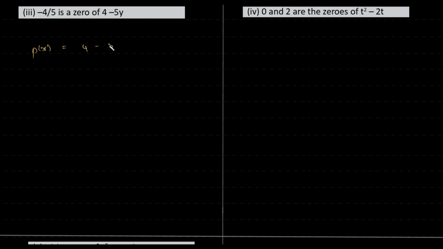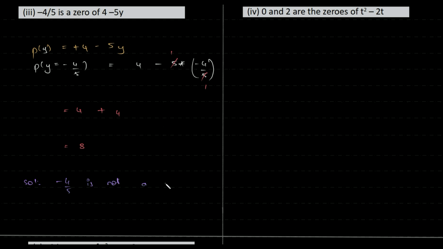So here p of y is plus 4 minus 5y. All we have to do is substitute minus 4 by 5 in place of y. Sorry, this is not x. Here the polynomial is expressed in terms of y. Just another variable. Don't think too much about all of this. So minus 4 by 5. Clearly it's not a 0, but still let's do this systematically. Negative of negative is positive. 5 divided by 5 is 1. And this is plus 4. And this is equal to 8. So is it a 0? No. Solution is what? Minus 4 by 5 is not a 0.